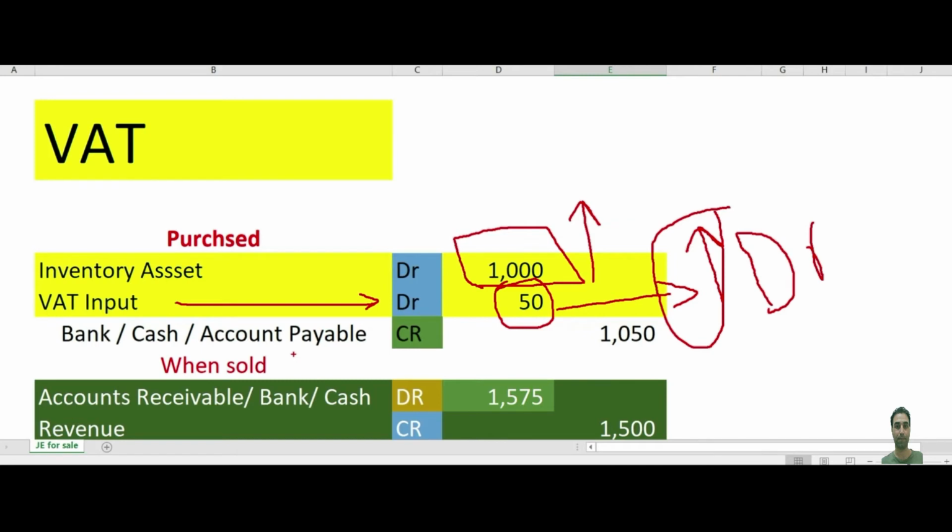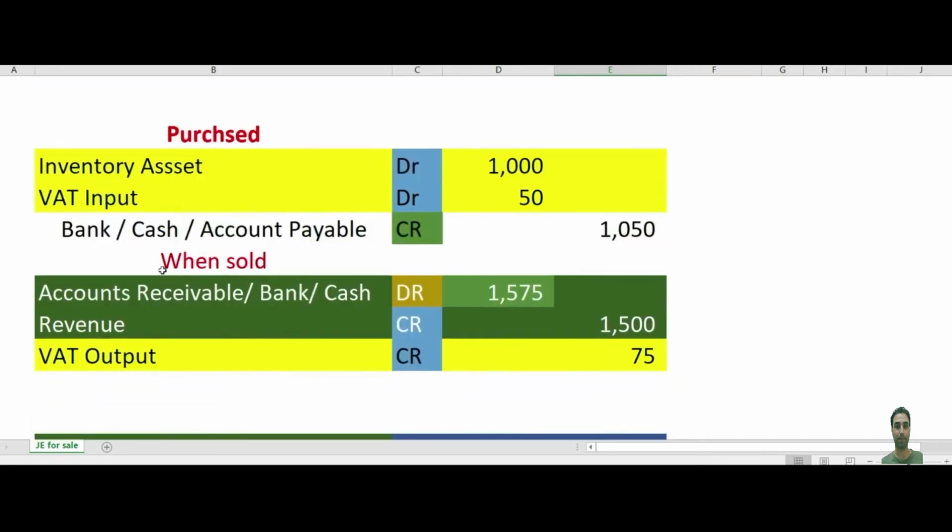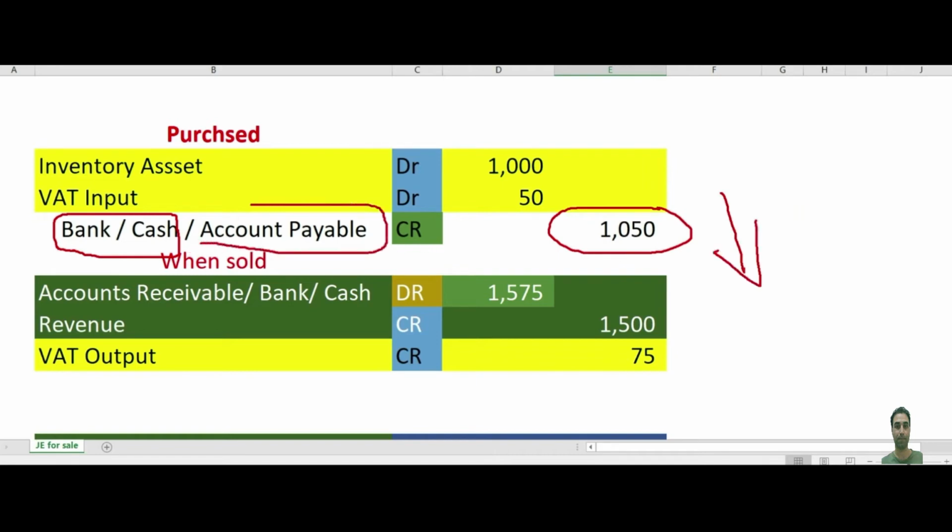And what is the credit amount? If it is a cash purchase, then cash or bank will be credit because this is your asset, and it has been reduced, so that is why credit. Or if you have purchased it on credit, then this is your liability, and increase in liability is also credit.